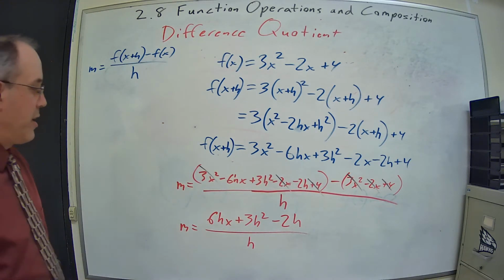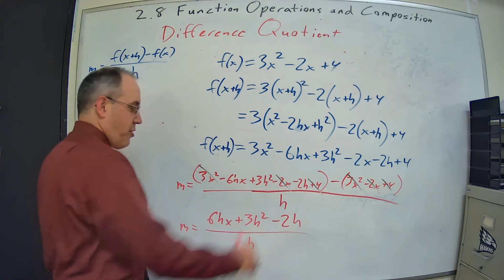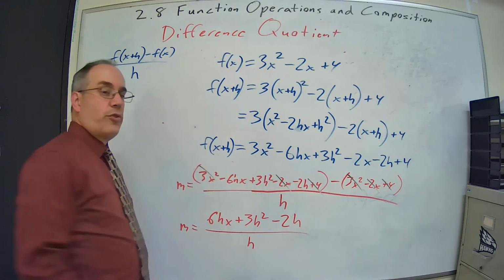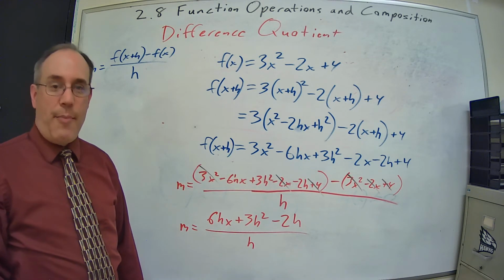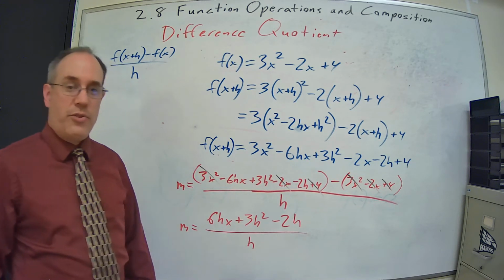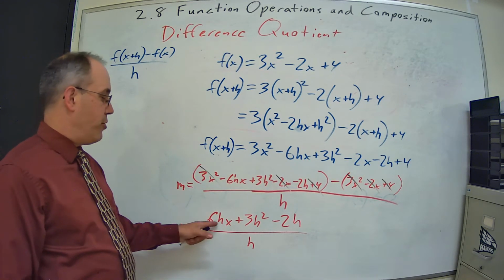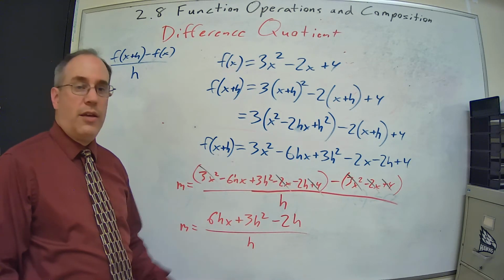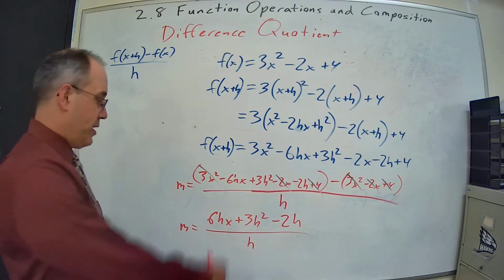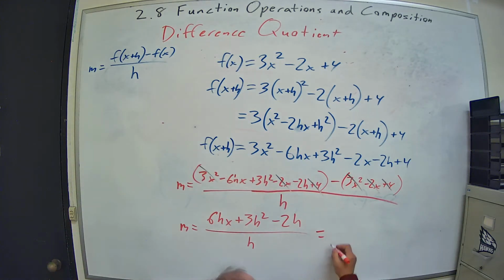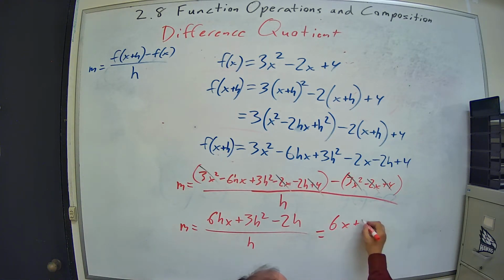Now you may notice something here. Each one of these terms in the numerator has an h in it. And if you do the difference quotient correctly, that will always happen. This h in the denominator will always cancel out. So if you go through and you find you have a term that does not have an h in it in the numerator when you get done doing this, you made a mistake. So we get to this point, now we can cancel out that h. So that's giving us 6x plus 3h minus 2.